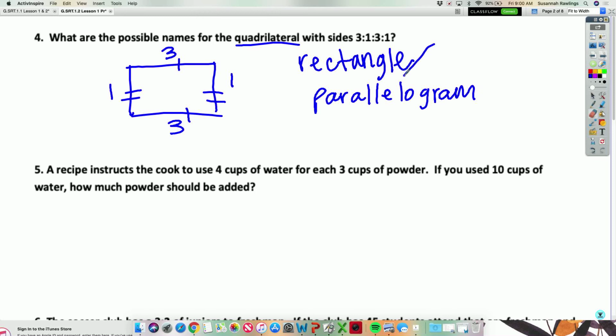I know what you were thinking. Remember, a square has all the traits of everything. But in this specific case, we're looking for opposite sides that are congruent.